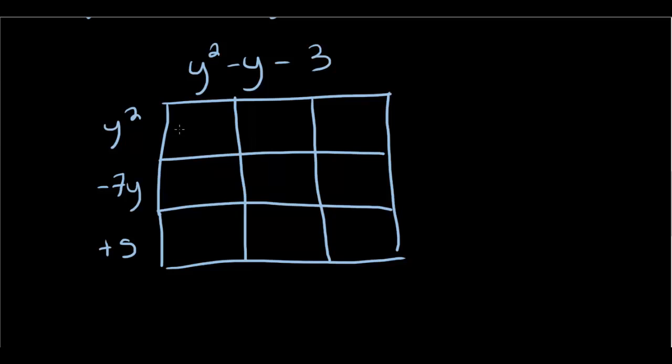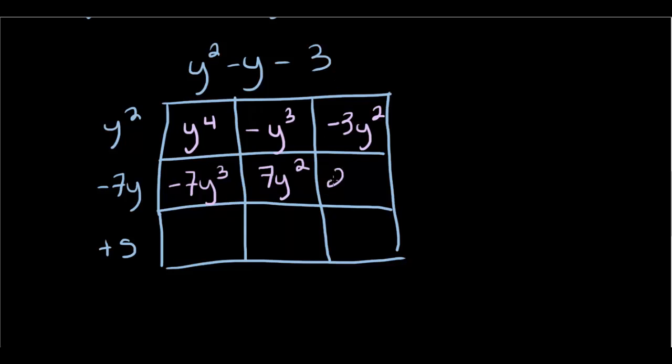So we have y squared times y squared is y to the 4th. Y squared times negative y is negative y cubed. Y squared times negative 3, negative 3y squared. Negative 7y times y squared is negative 7y cubed. Negative 7y times negative y is going to be 7y squared. Negative 7y times negative 3 is positive 21y. Then 5 times y squared, 5y squared. 5 times negative y, negative 5y. 5 times negative 3, negative 15.